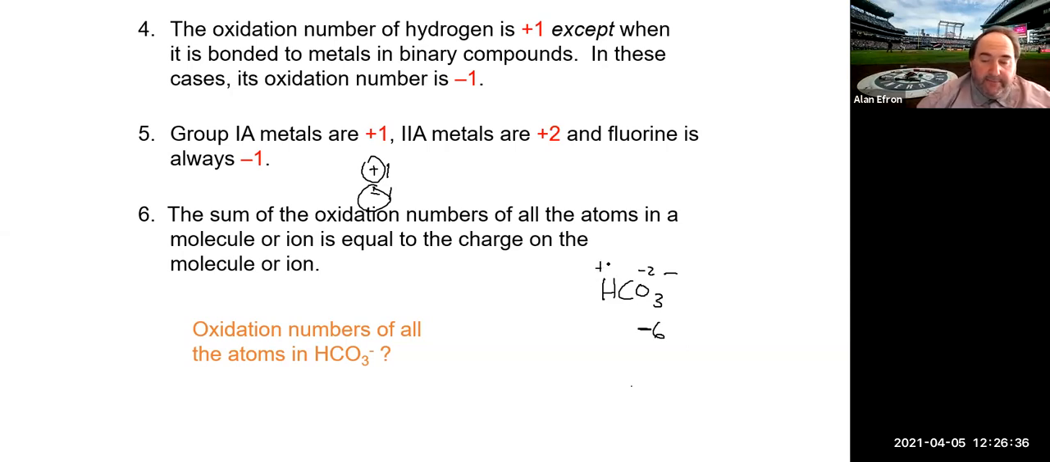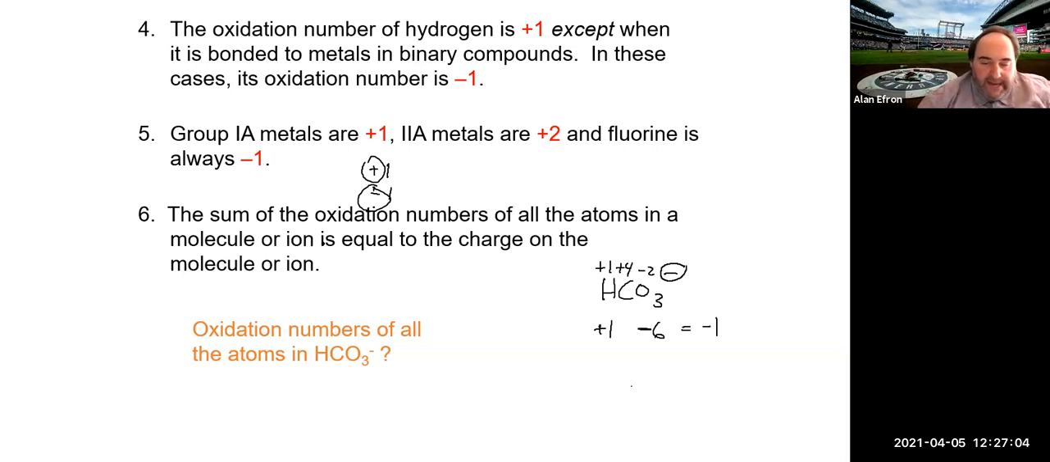Hydrogen is going to be +1 in this case. And if we add up everything we got going on the bottom here, that is -6 and +1, that's -5. The overall charge, though, on this guy is -1, which means it needs to equal -1. That means in this particular case, the carbon should be +4, would be the oxidation state there of carbon.